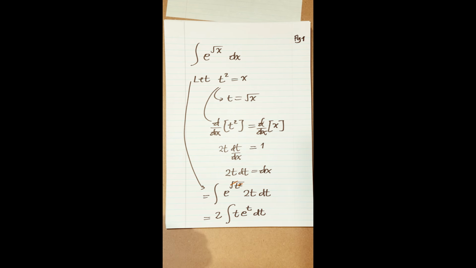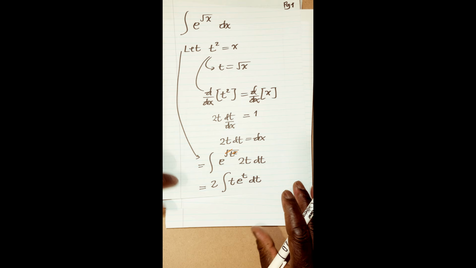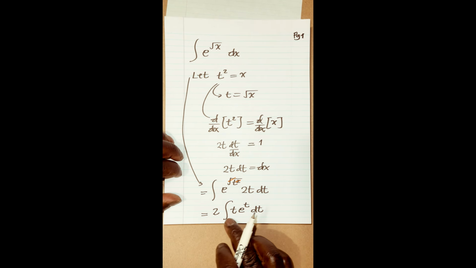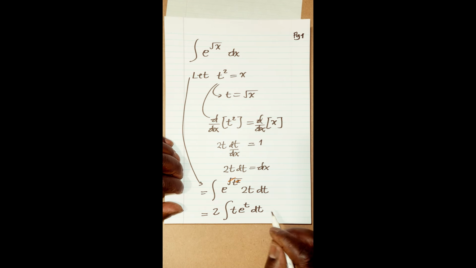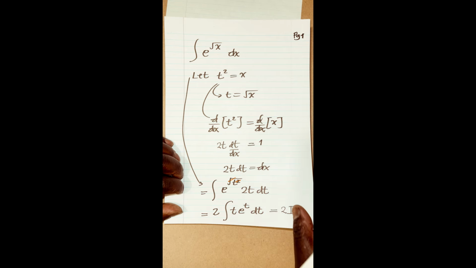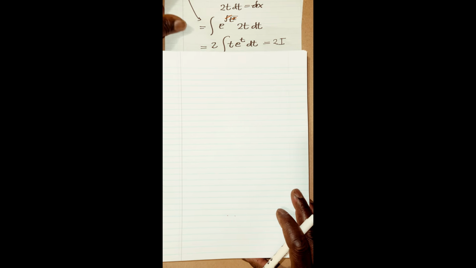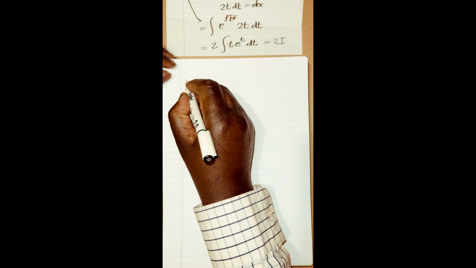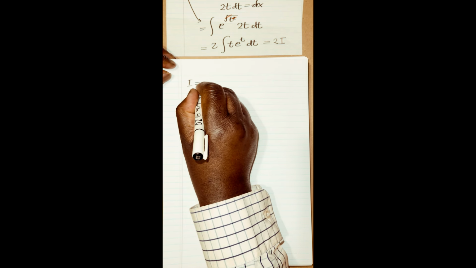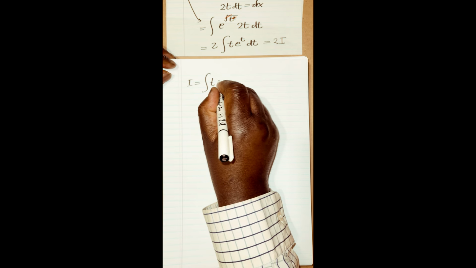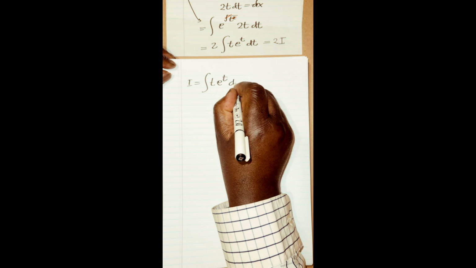Right, your guess is as good as mine. We have to use integration by parts now, and I'm going to let this integral be equal to I. So we can simply say that this is equal to 2I. I have to work out what I is. That's where integration by parts comes in. So we're going to say now I is equal to the integral of t e to the power t dt.